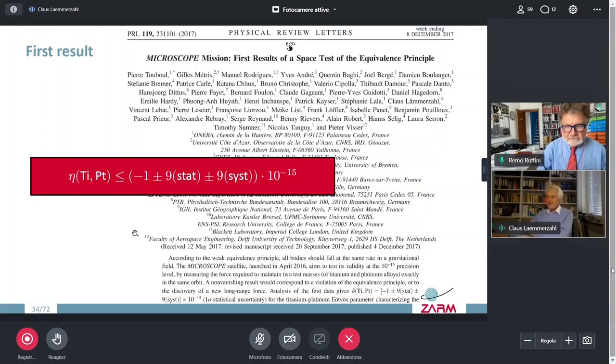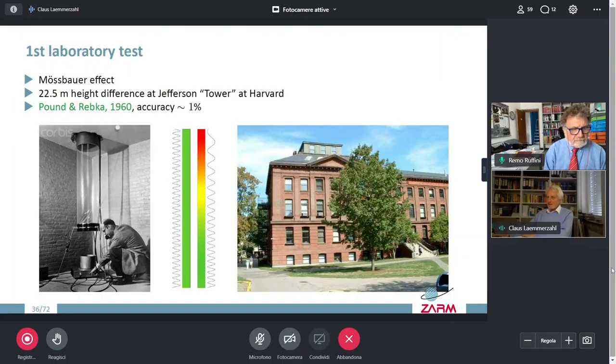And there's another publication with an improvement, and we are working on the final publication. So the next thing is gravitational redshift. You know that this was first tested at Stanford by Pound and Rebka, with a 22.5 meter height difference, using the Mössbauer effect.